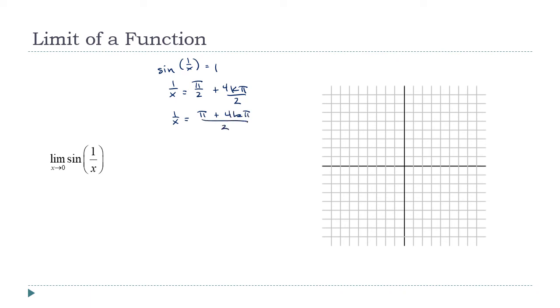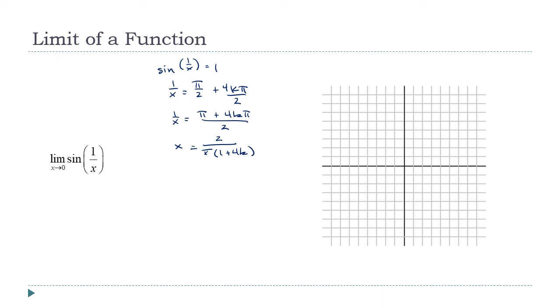And now I can just flip both sides over. x is equal to 2 over, and I'm going to factor a pi out of what's now the denominator, pi times 1 plus 4k.